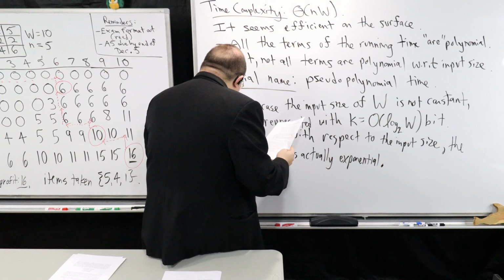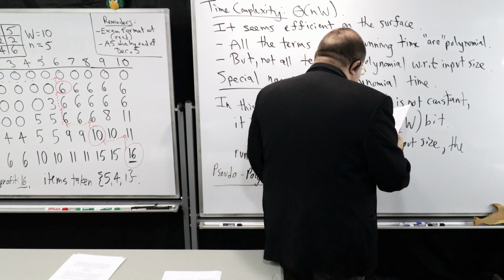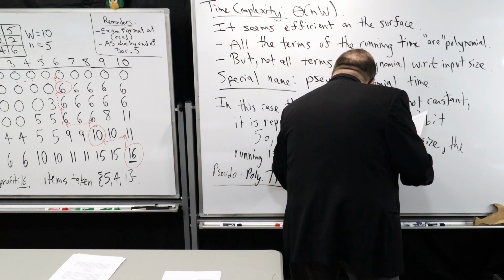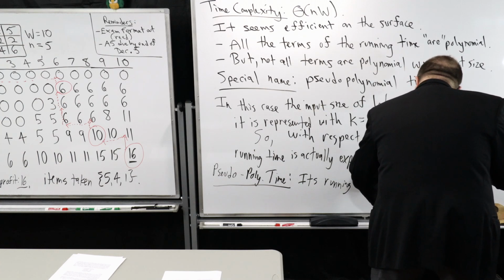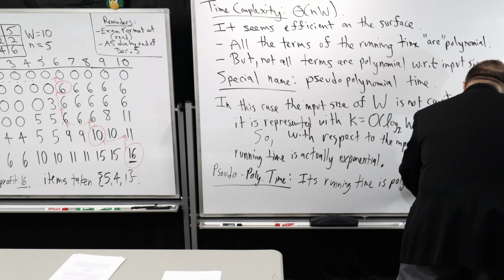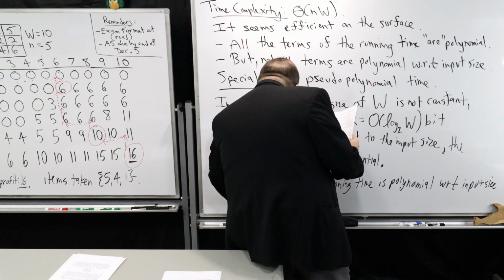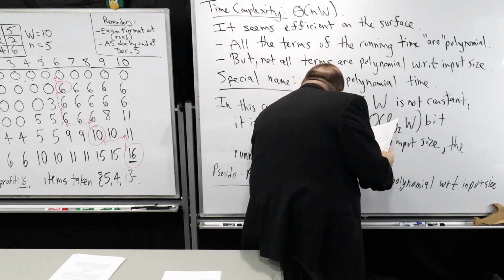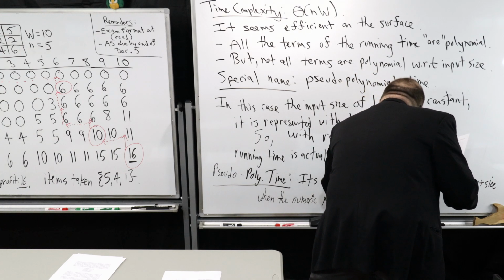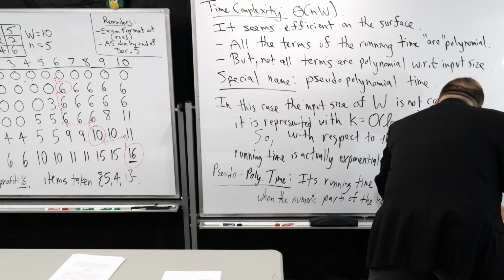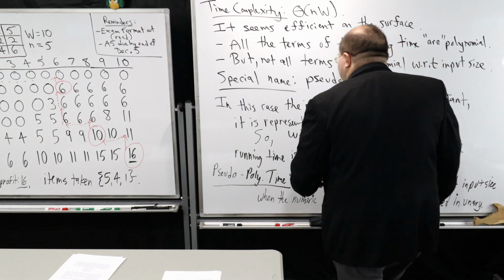So let me define what pseudopolynomial time means. Pseudopolynomial time: its running time is polynomial with respect to the input size when the numeric part of the input is represented in unary. Represented or encoded, whichever term you prefer.